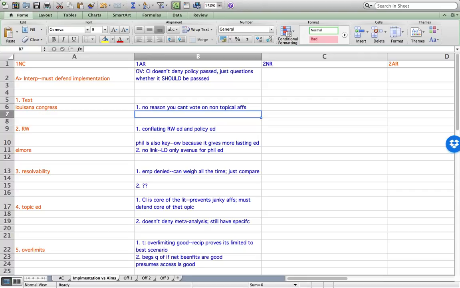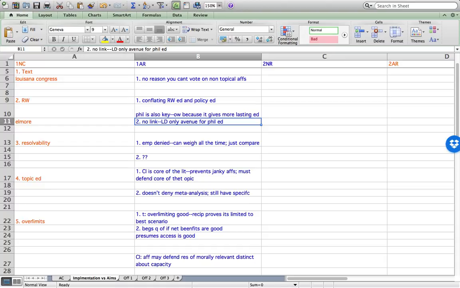Cool. On real-world education, I think there are a couple of easy arguments that you're making, which is, first, there's no reason that 90% of education is uniquely valuable right now, right? Like, when we become real-world policymakers, we can have that 90% of education. So really what you can do is draw a turn about depth. Does that make sense?